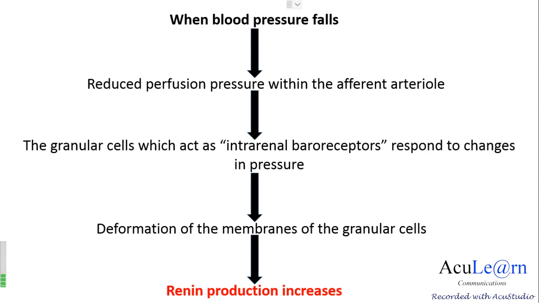Coming to the first primary mechanism, which is the change in the perfusion pressure. This occurs when the blood pressure decreases or when the blood pressure falls. There is reduced perfusion pressure within the afferent arteriole. Now, this reduced perfusion pressure is immediately sensed by the granular cells, which act as intrarenal baroreceptors. So, they respond to the changes in the reduced perfusion pressure and thereby cause the deformation of the membranes of the granular cells, which will increase the renin production.